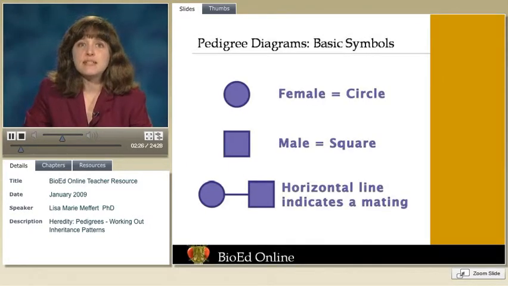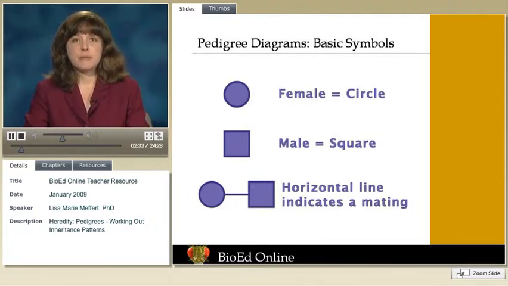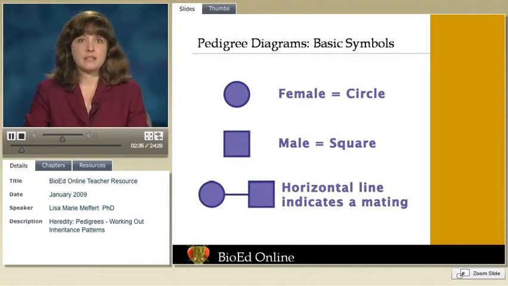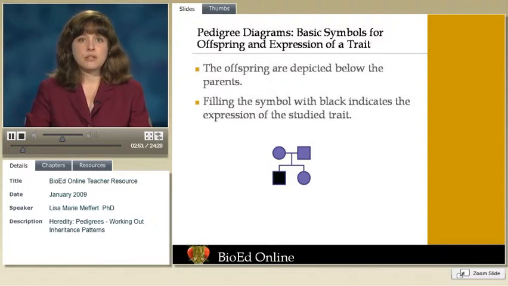Now we need to go through the basic symbols of a pedigree diagram. Females are represented by circles by convention, and the way you can remember that is that females are kind of soft and round. Alternatively, males are going to be represented by squares. Then what we do in these pedigrees is we just put a line in between the male and the female to show that they've mated. Then the offspring are depicted below, so just think you have one generation up here, father and mother, and then the next generation below them, we have here one son and one daughter.